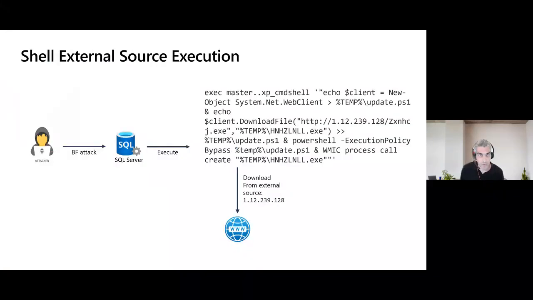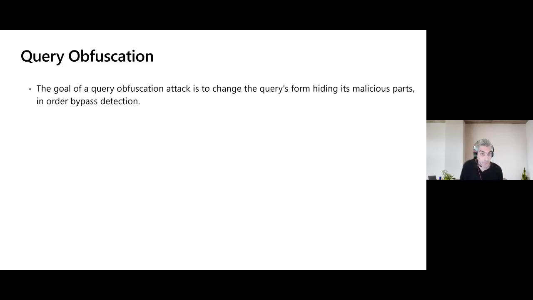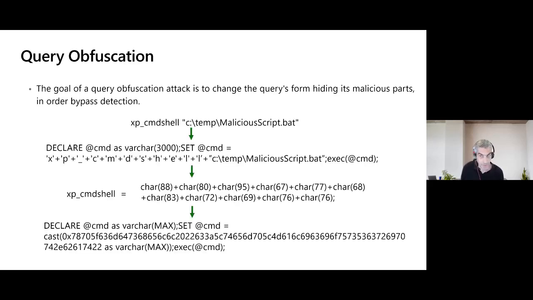For the last demo, we are going to talk about query obfuscation. So consider the previous attack. If a product like Defender for SQL can take a look at the commands, or if someone is looking at the auditing logs, you can see what happens. So if I'm an attacker, I would like to obfuscate that. So the goal of the query obfuscation attack is to change the query form, hiding its malicious part in order to bypass detection. So take a look at the following example.